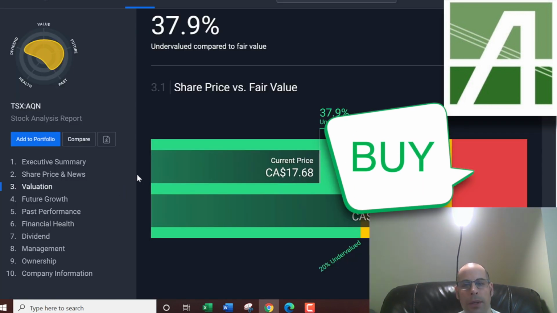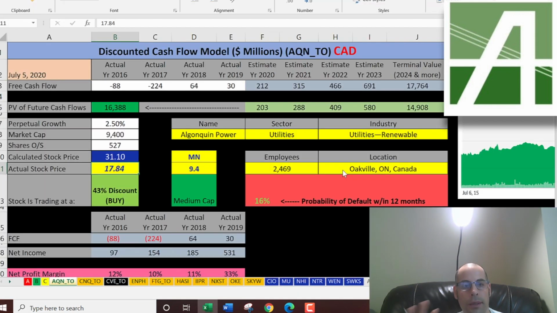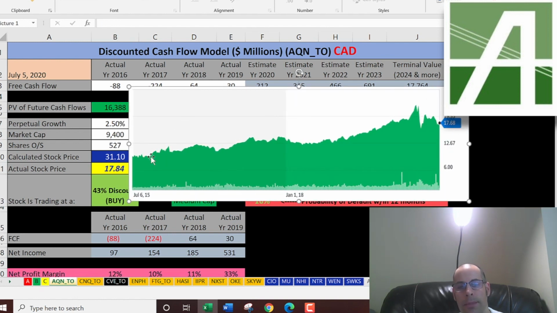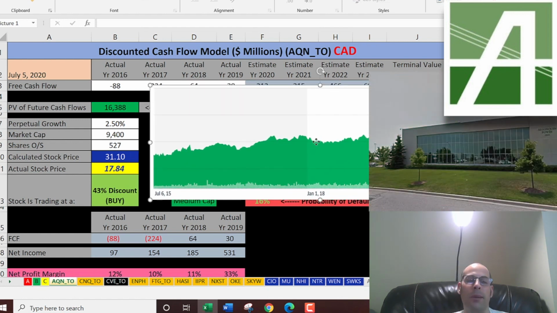Let's see what Simply Wall Street has. They have it at 28 Canadian dollars, which is pretty close to where I'm at. Both our models are saying the company is a buy. Let's look at the historical stock price. So the stock price has been driven up for many years. Then it took a little dip when coronavirus hit. It's come back up, and it looks like it's come back down. So it's sitting around $18. So investors don't feel comfortable paying $30 for this stock. Their future projections of the company feel it's more appropriate to pay $18.